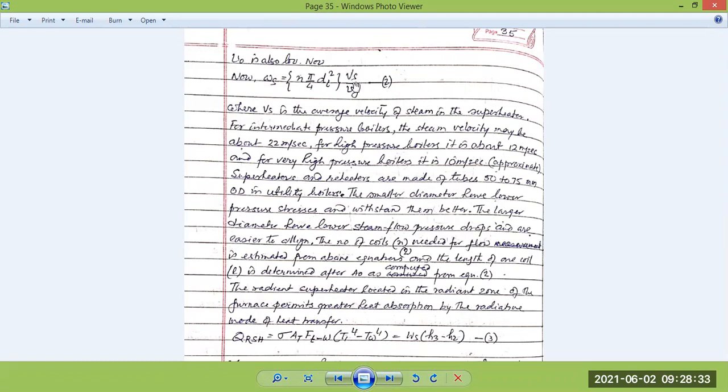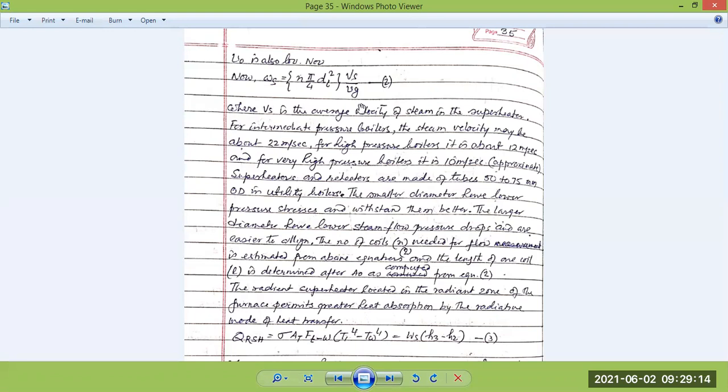Vs by Vg, where Vs is the average velocity of steam in the superheater, and Vg is the average velocity of gas in the superheater itself. So Ws should have the total area, the area inside the tube, multiplied by the number of tubes, and the velocity with which it is flowing, and the velocity of the gases with which it is coming. So Vs is the average velocity of steam in the superheater.